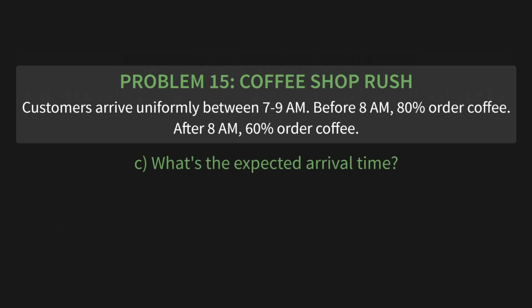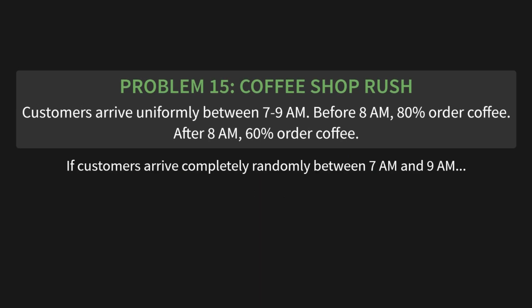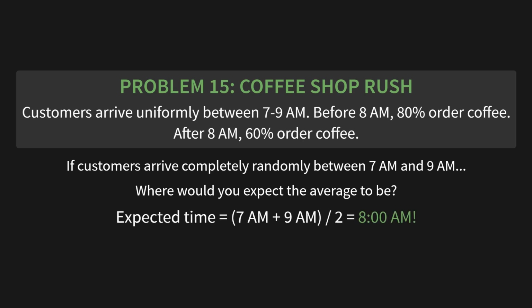Last question. What's the expected arrival time for a random customer? This one's actually super easy. With uniform distributions, the expected value is always the midpoint. Customers arrive uniformly between 7 and 9 a.m., so the average arrival time is exactly 8 a.m. Right in the middle.